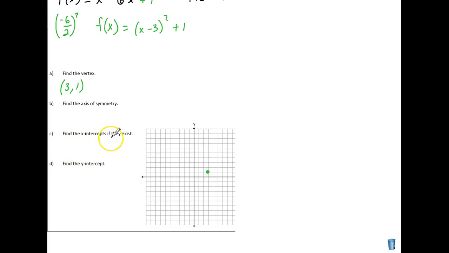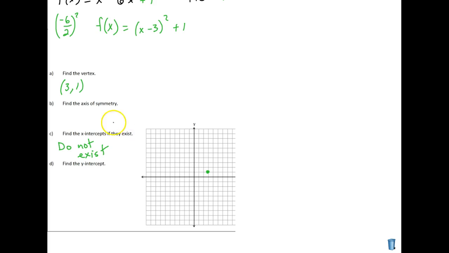Now, x-intercepts, if they exist, if my parabola opens up like this, what are we going to know? This is my lowest point. It's never going to actually cross my x-axis. If I had a negative a value and it opened down, then yes, sure, it's going to cross the x-axis. But this one is not actually going to cross the x-axis. So these do not exist.